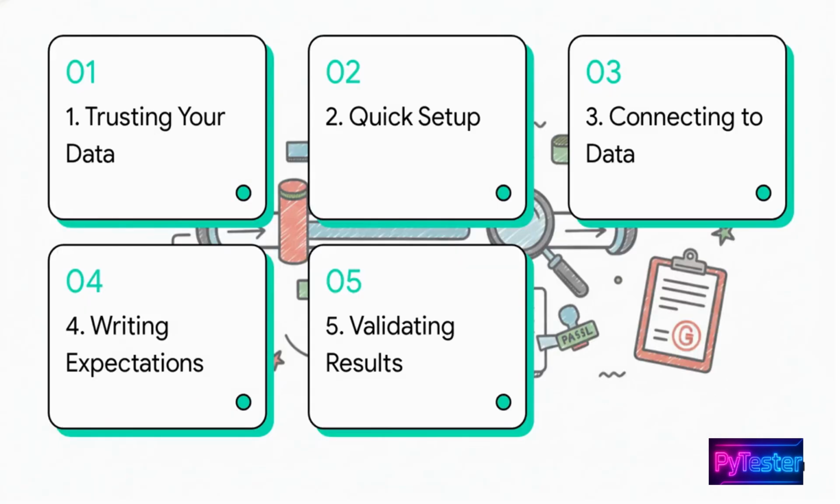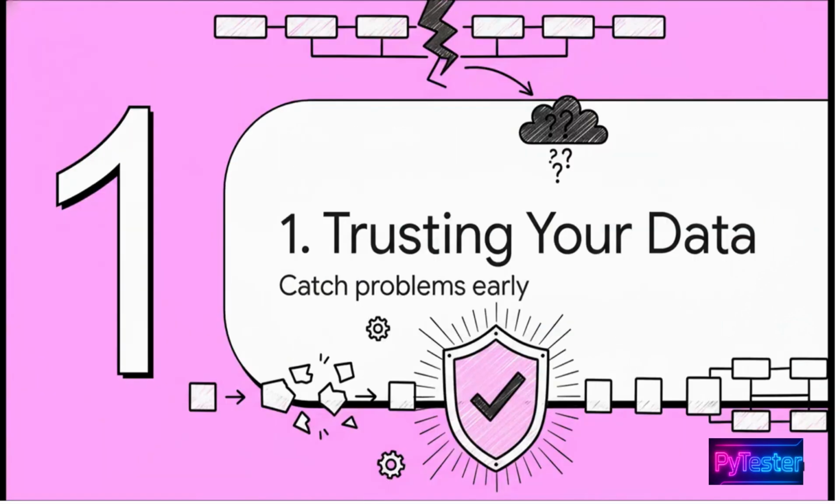So here's our game plan. We're going to go on a quick 5-part journey. We'll start with why you even need to trust your data, then get our environment all set up, connect to some data, write our very first check, and finally, see the payoff. Let's get started.